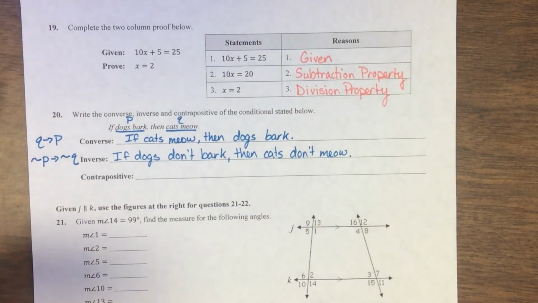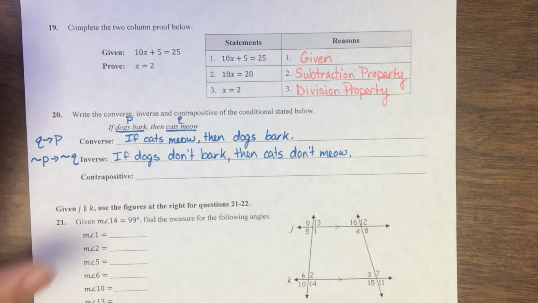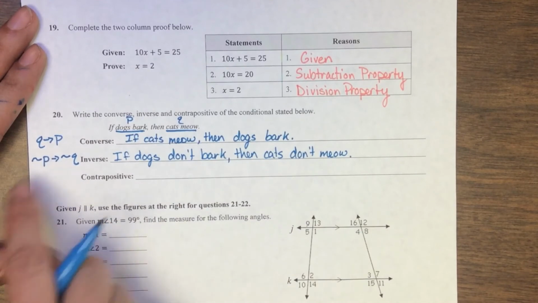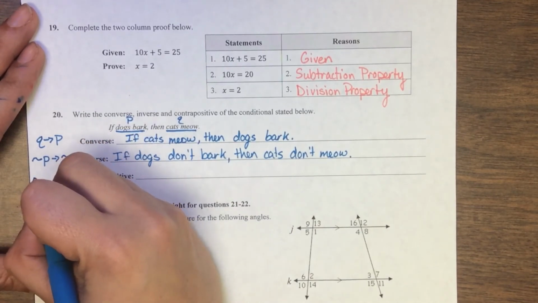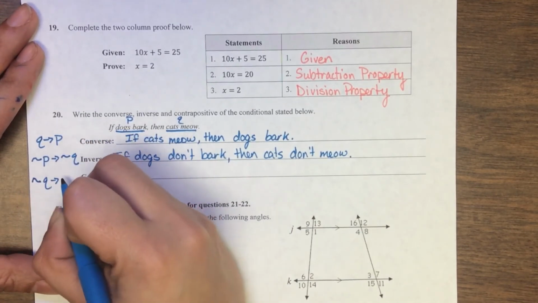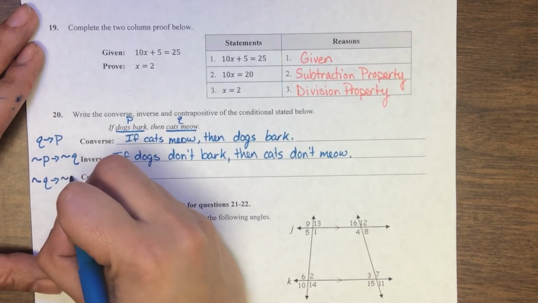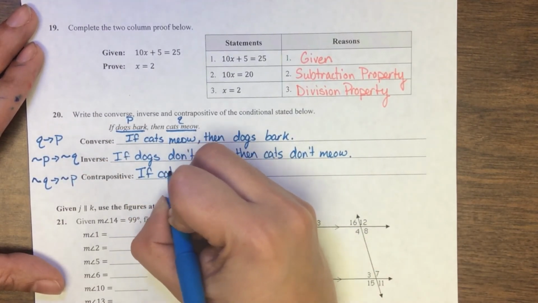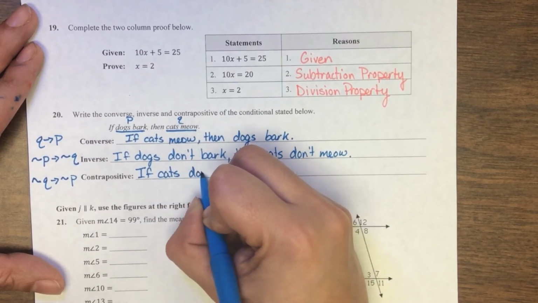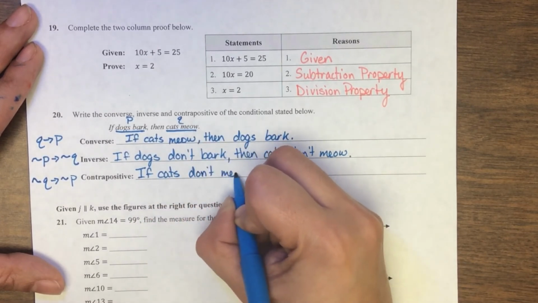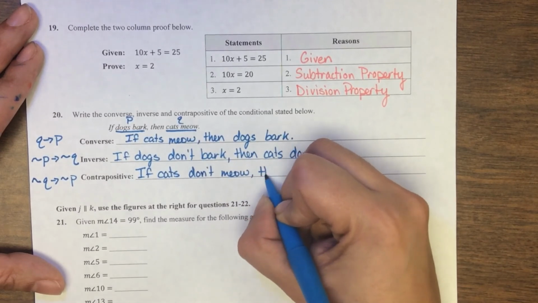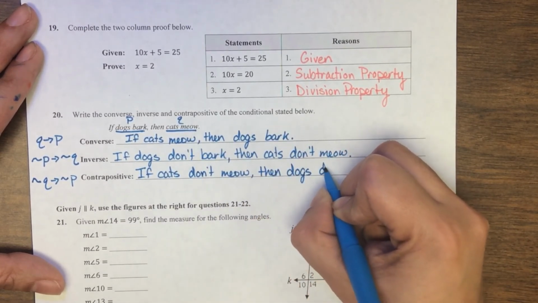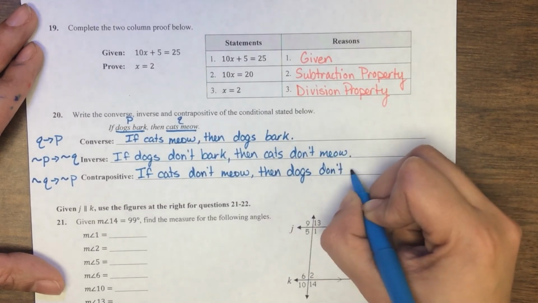Notice how they're in the same place? They're just negative. And for the last one, the contrapositive, they switch and they become negative. So not Q, if not Q, then not P. If cats don't meow, then dogs don't bark.